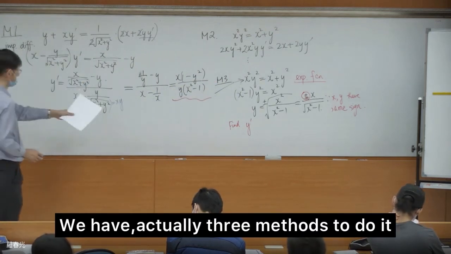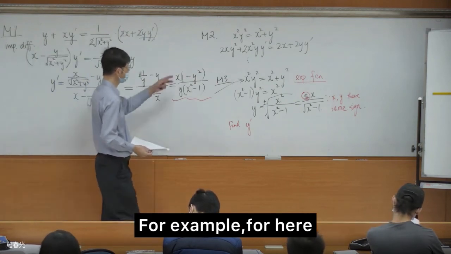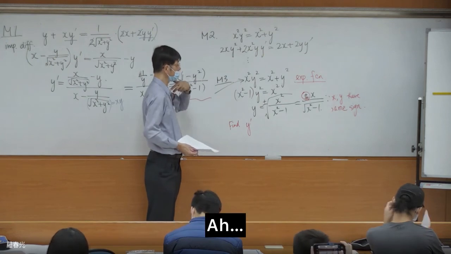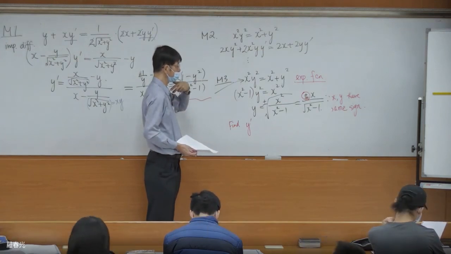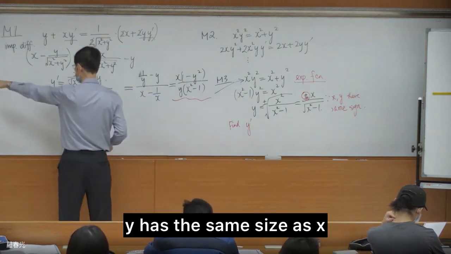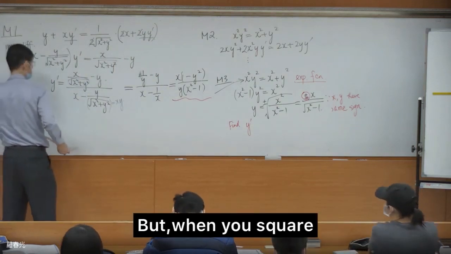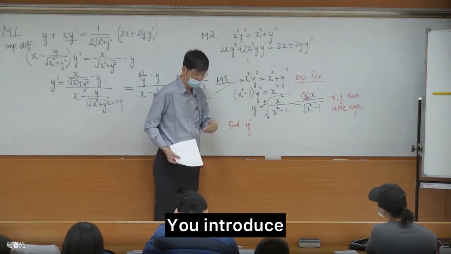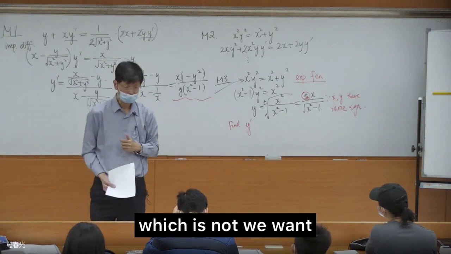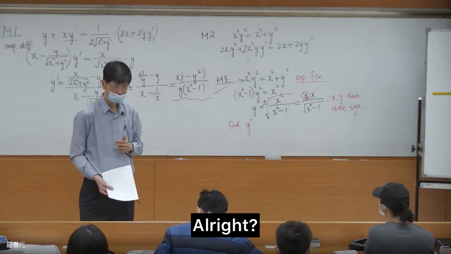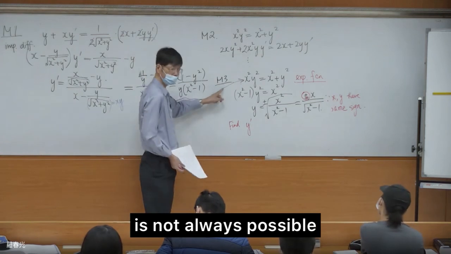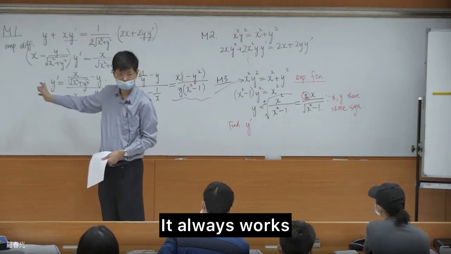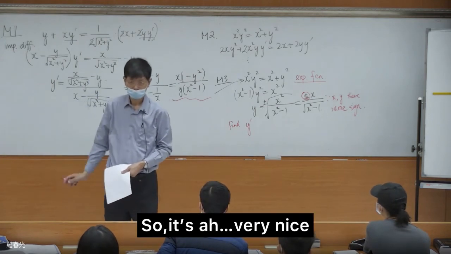So we actually have 3 methods to do it. Now you need to be careful. For these 2 methods, when you square, you allow y that originally has the same sign as x, as this suggests, to have opposite signs. And so you introduce another solution of y, which is not what we want. You need to be careful. This method 3 is not always possible. In this case it works, but it does not always work. So that's the good thing about implicit differentiation. It always works, all the time. So it's very nice.